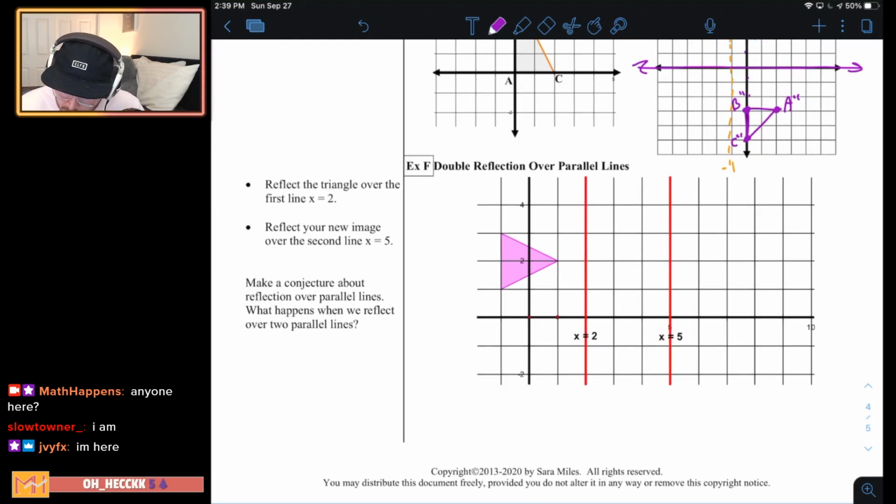Nothing special here, just doing it one more time. Let's reflect this object. So, boom. 1, 2, 3. 1, 2, 3. So all of a sudden it's right there. And then we reflect again. So all of a sudden we're like that.